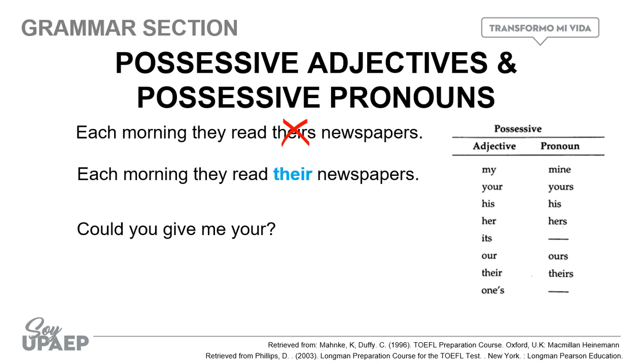In the second case, could you give me your? The problem is your. It should be, could you give me yours? Why? Because remember, when you have a possessive pronoun, you don't have a noun after it.